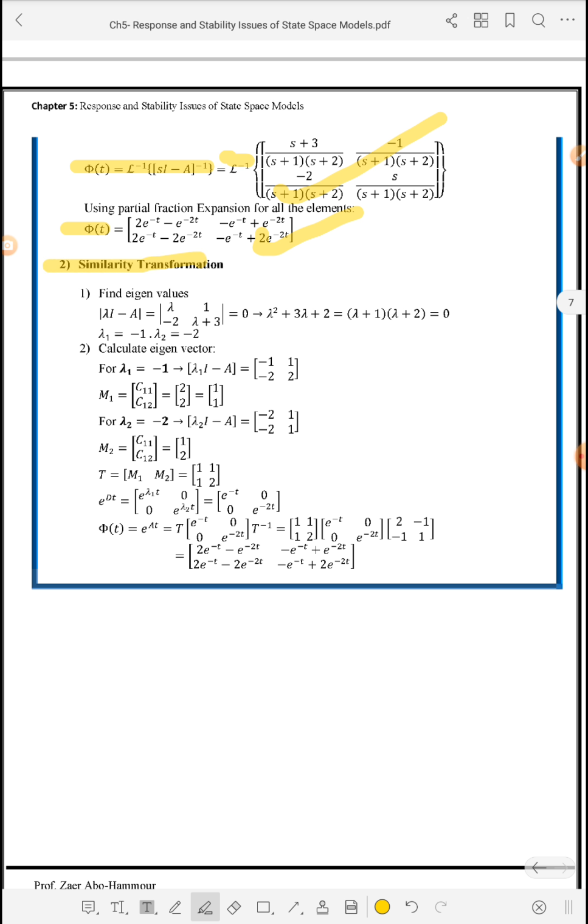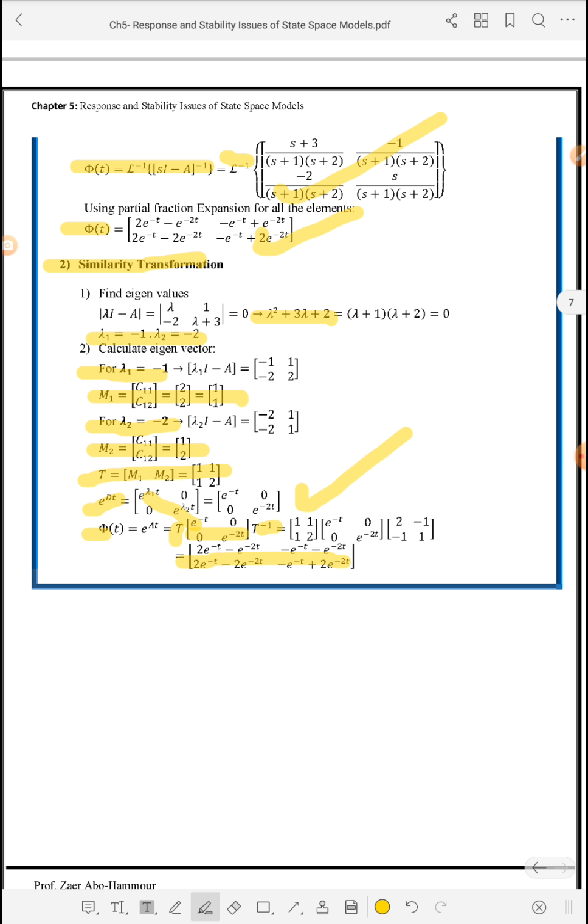The second method is based on the similarity transformation, and in order to know which of the methods will be used, the DCF or the JCF, we should find the eigenvalues, and it's obvious they are distinct. So based on that, we will use the DCF. For lambda 1 we calculate M1, for lambda 2 we calculate M2, and finally we get the transformation matrix. Also, we will get e to the power Dt, with e to the power lambda 1, lambda 2, and the remaining items are 0. So this is e to the power Dt, and phi of t is equal to T multiplied by e to the power Dt multiplied by T inverse, as was previously given.